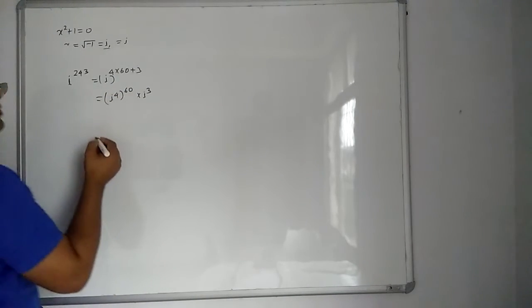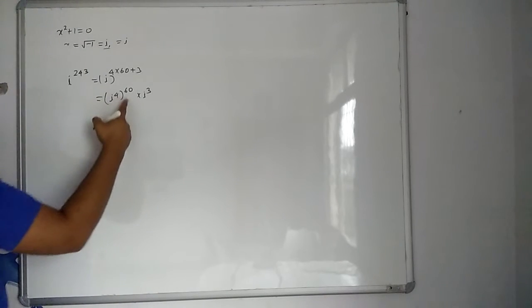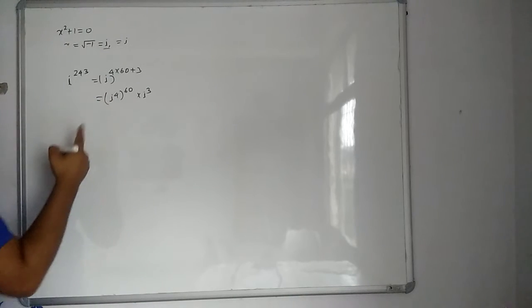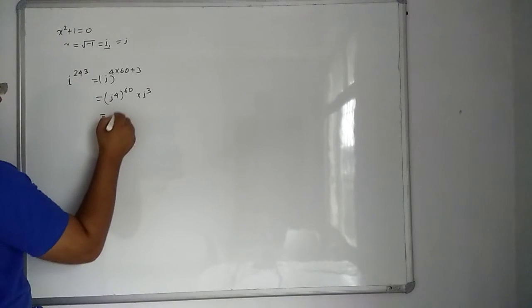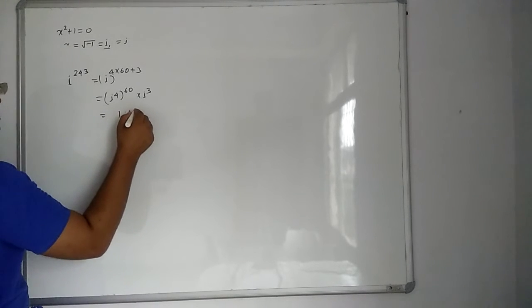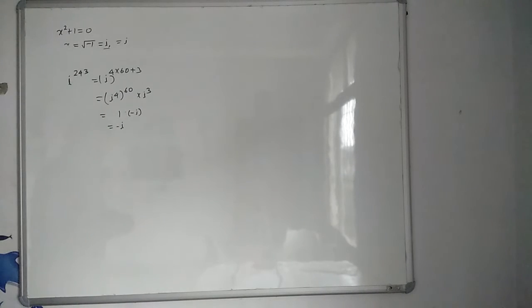We have used a few formulas: a raised to power m into m plus n first, so it becomes a raised to power m into a raised to power n, and then a raised to power m into n equals a raised to power m whole power n. Now it becomes 1 and iota cube becomes minus iota, and your answer is minus iota. So you have one example in front of you.